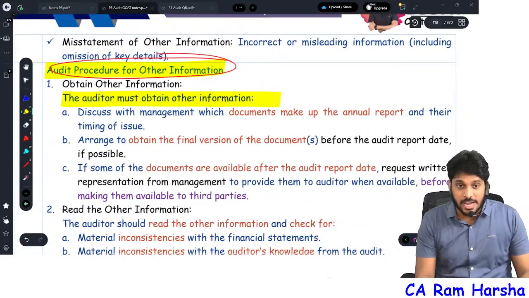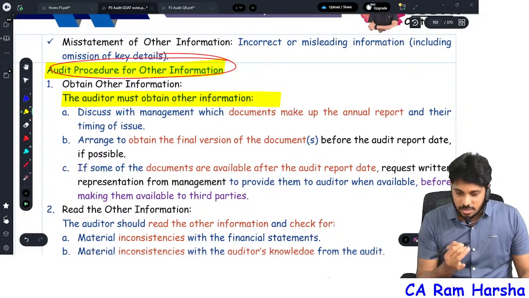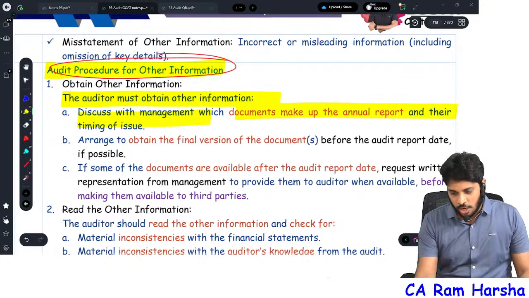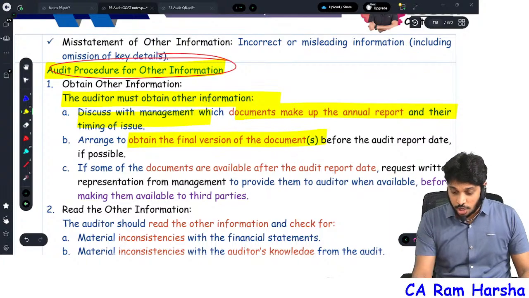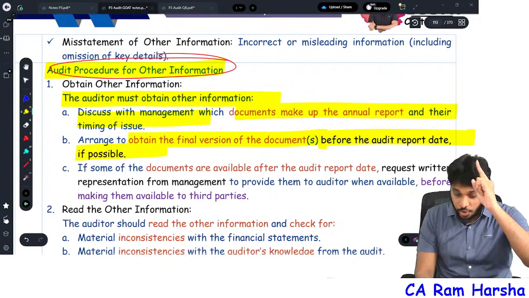The auditor must obtain the other information. First, get it. Discuss with management: sir, what are all the documents you are including in the annual report? Ask them. Obtain the final version of the document before you give the audit report.